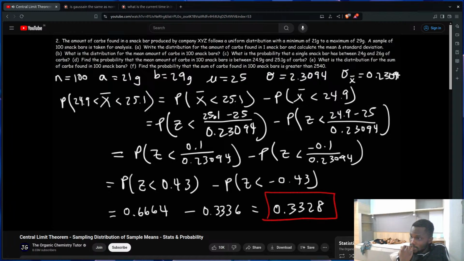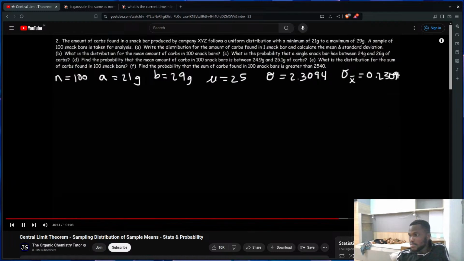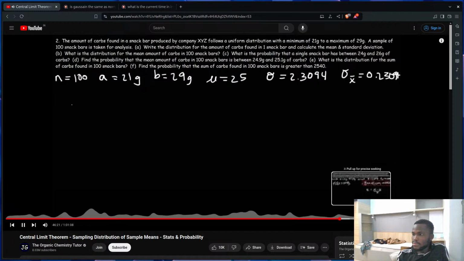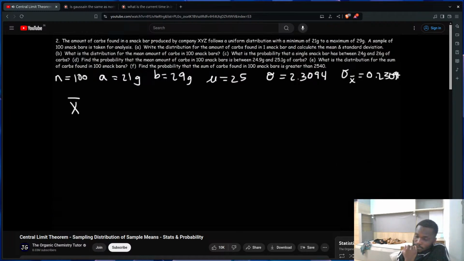Now, let's move on to part E. What is the distribution for the sum of carbs found in 100 snack bars? So this is another sampling distribution, but instead of dealing with the mean, we're dealing with a sum. It will still take on the shape of a normal distribution. Now the mean is going to be dealing with the sum of x, and the standard error is also dealing with the sum of x, so I changed the subscripts a bit.